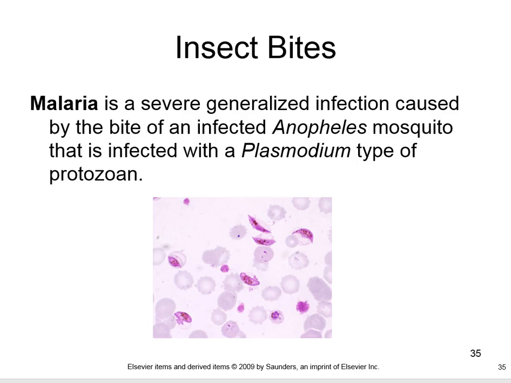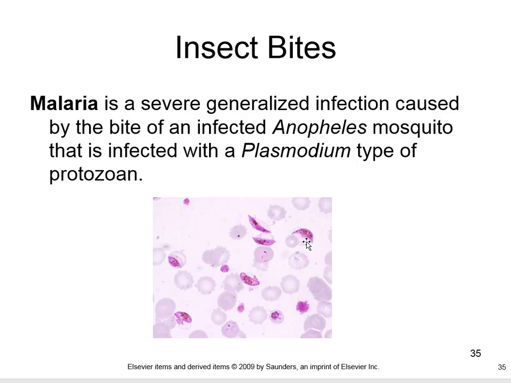Insect bites. Malaria is a severe generalized infection caused by the bite of an Anopheles mosquito that is infected with a Plasmodium type of protozoan. Now, this little thing right here, if you can notice, it's got a little clear area. This is called Laveran's bib. It's a gametocyte. This particular one is Plasmodium falciparum. And these are sporozoans found in the blood of humans.